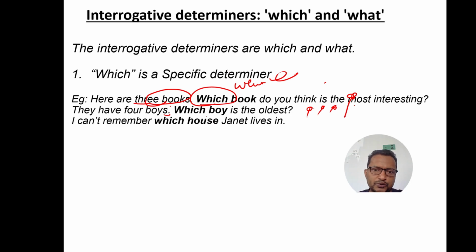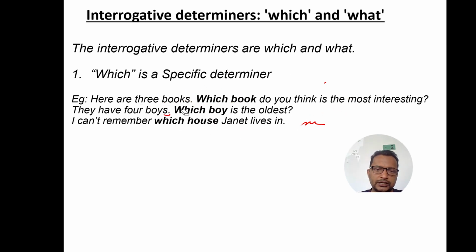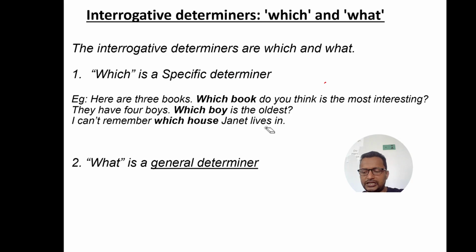I can't remember which house Janet lives in, because this is specific. We already know. You cannot say what house, right? Which house, that is the correct way, because this is the specific one, because you already know the context and you need to choose from the given options.